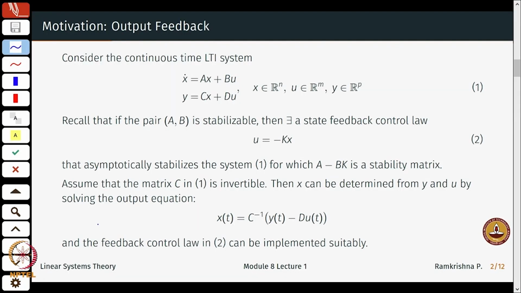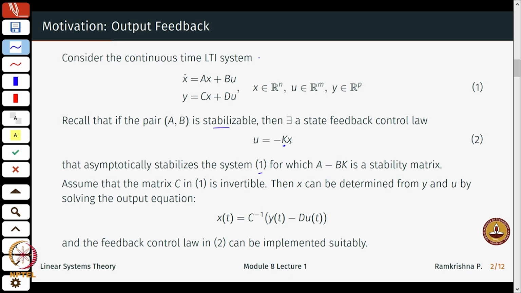So a quick recall of what happened in the previous week's lectures. We were talking about LTI systems. We were talking about their controllability verification. We were talking of stabilizability and so on. And towards the end, we had a notion that if the pair (A, B) is stabilizable, then there exists a feedback control law of the form u equal to minus Kx that stabilizes the system, for which A minus BK is a stability matrix.